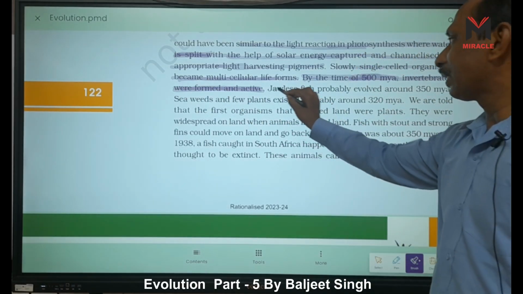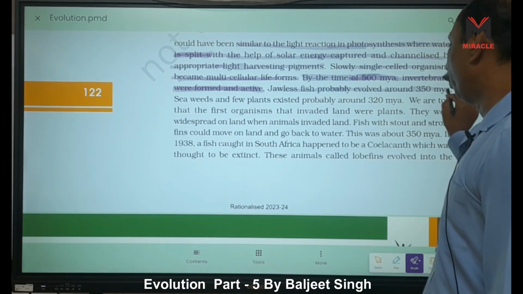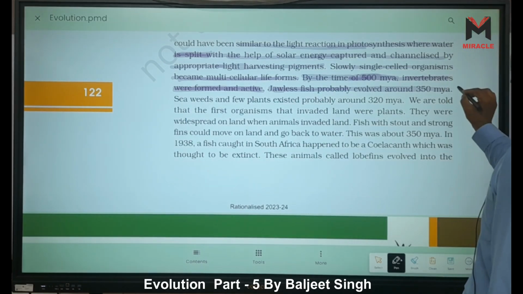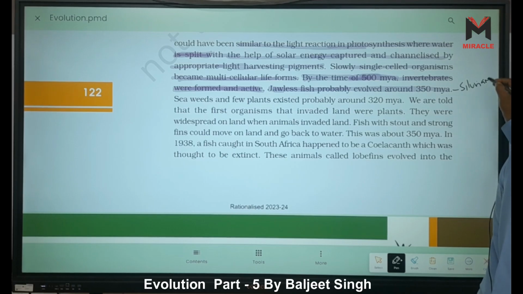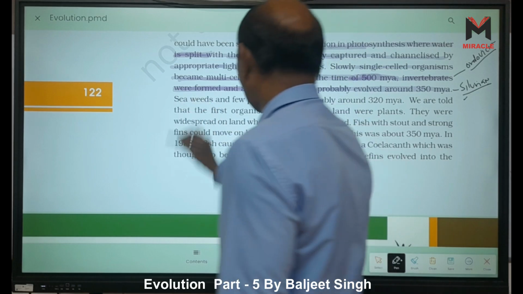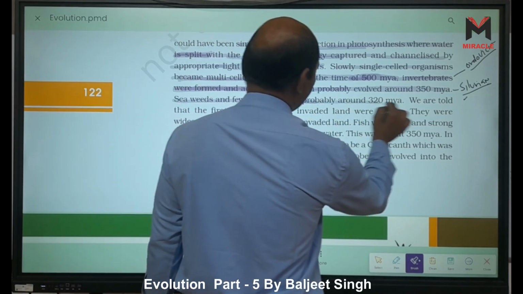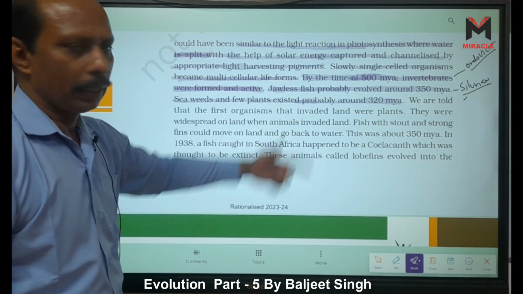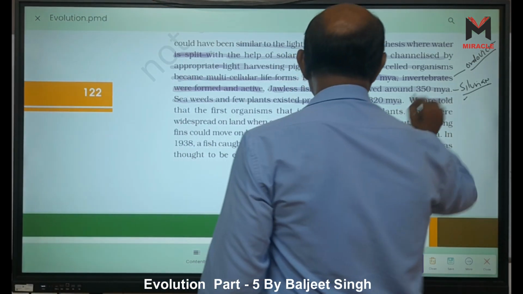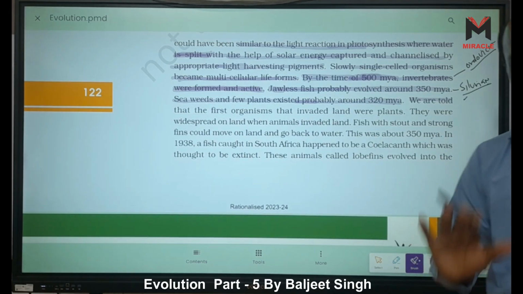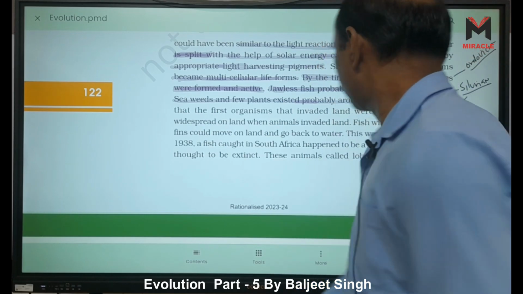Ordovician, right? Jawless fish probably evolved around 350 million years ago. After Ordovician, what is there? Silurian, right? This was the Silurian era. Ordovician, then Silurian, right? Seaweeds and few plants existed probably around 320 million years ago, at the same time as Silurian, right? 320 million years ago. Look here, we divide these periods into 50 million years, near about, not exact, right?